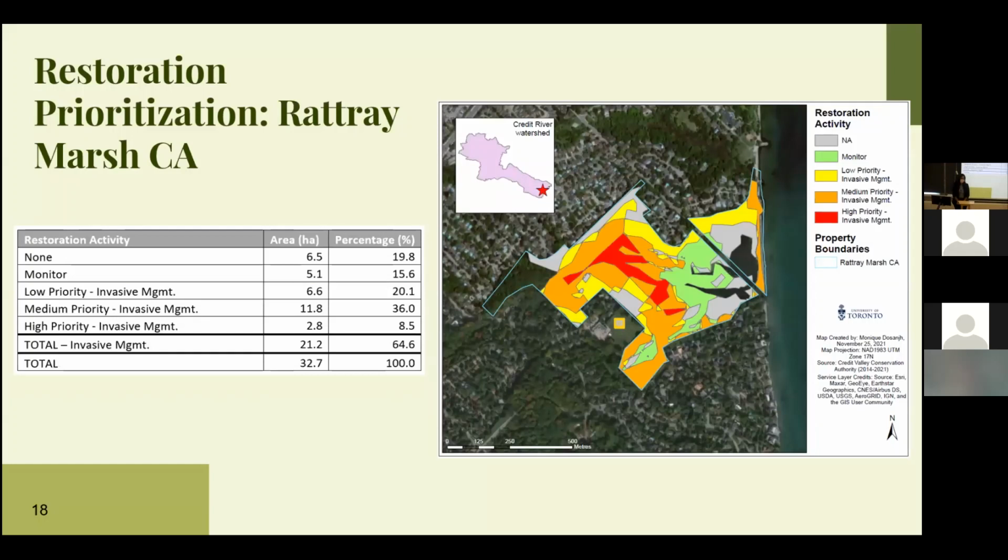If we move into Rattray Marsh, we can see it's a different picture. We've got a lot of red and a lot of orange. So there's a lot more invasive management here. We can see that it's about 64.6% of this conservation area that is in need of invasive plant management.